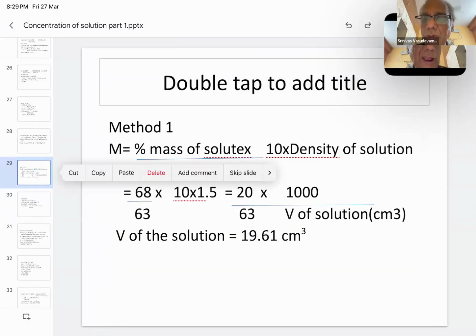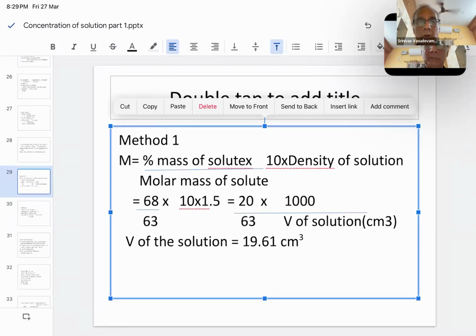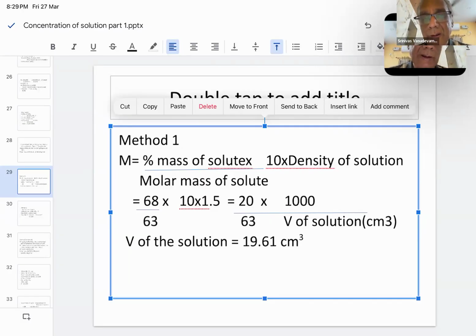First method is I'm using the formula. That is molarity I can find out because percentage mass is known to me, density is known to me. So percentage mass by molecular mass into 10 into density will give you the molarity here. So I'm finding out what is the molarity of the solution here, right? That is 68 by 63 into 10 into 1.5. That is the molarity. Another formula I know for molarity is mass of solute by molecular mass of solute into 1000 by volume of solution, right? Molarity I am finding out 68 by 63 into 10 into 1.5. That is percentage mass of solute divided by molecular mass of solute into 10 into density.